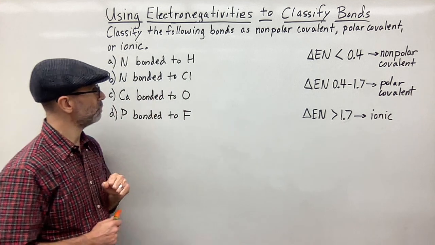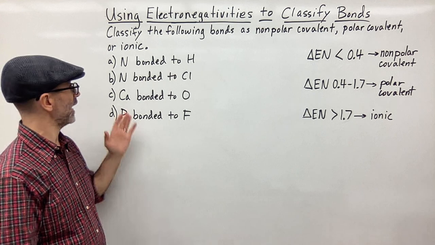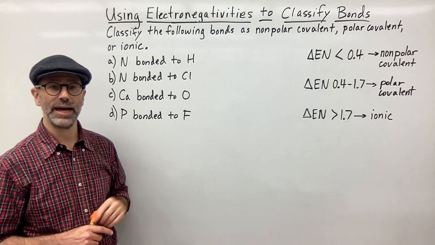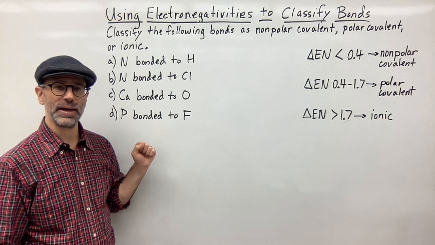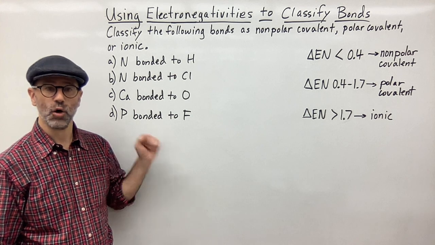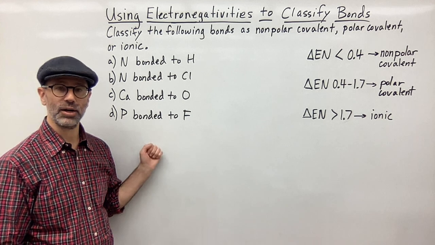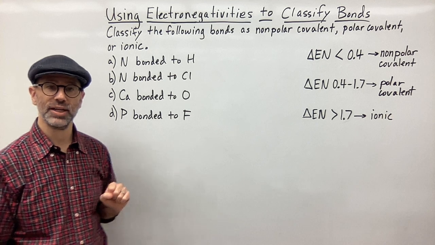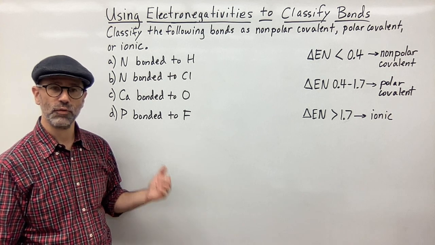So let's go ahead and apply this to our problems here. For A, we have nitrogen bonded to hydrogen. We can look at this and say, okay, we have two nonmetals. So we would expect this to be a covalent bond, not ionic, because ionic requires a metal and a nonmetal, because there's going to be that complete transfer of an electron. Here we have two nonmetals, so we would expect a covalent bond.